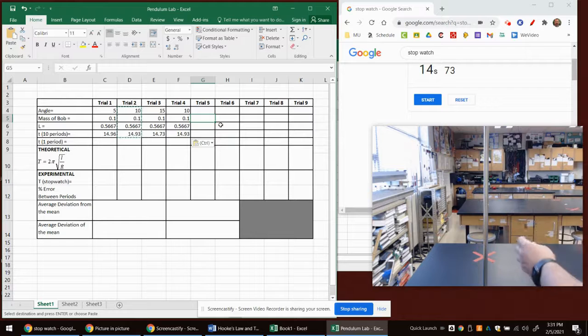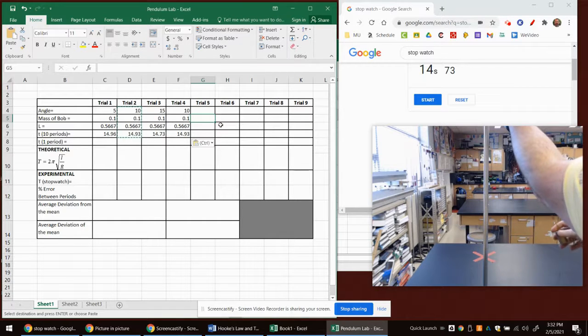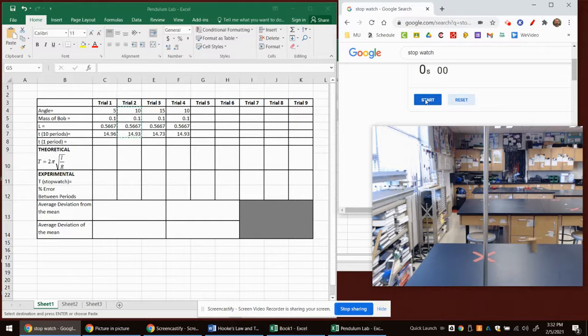And again, we will pull it back to 10 degrees. Put back to 10 degrees, and I'm going to release it. And I will reset, and I'll hit start when it hits one of the sides. Here we go. 1, 2, 3, 4, 5, 6, 7, 8, 9, 10. Okay, 15.25.